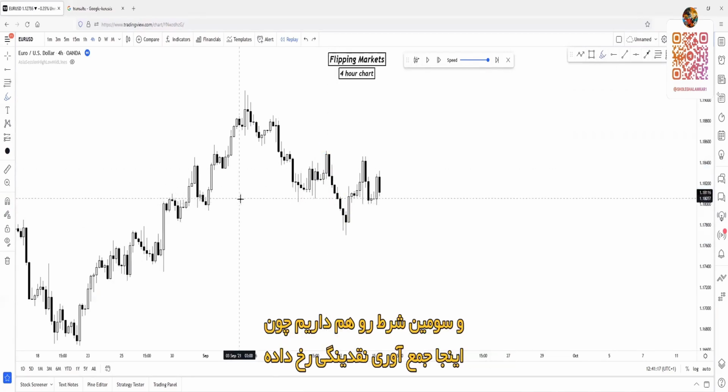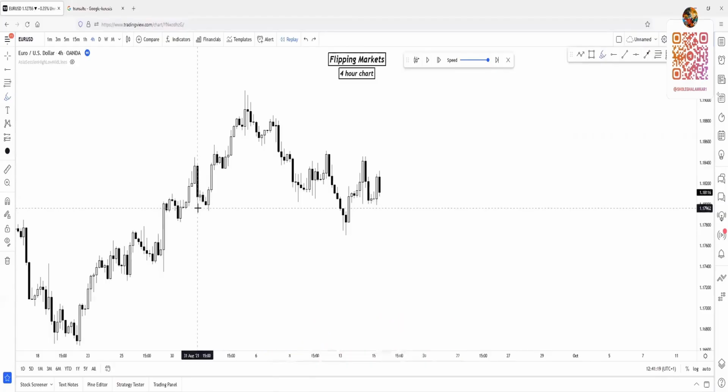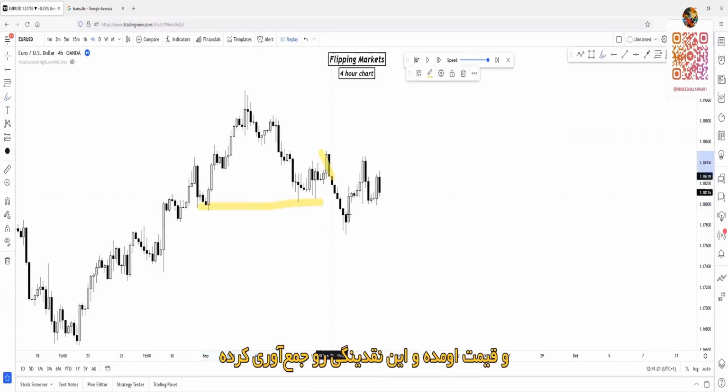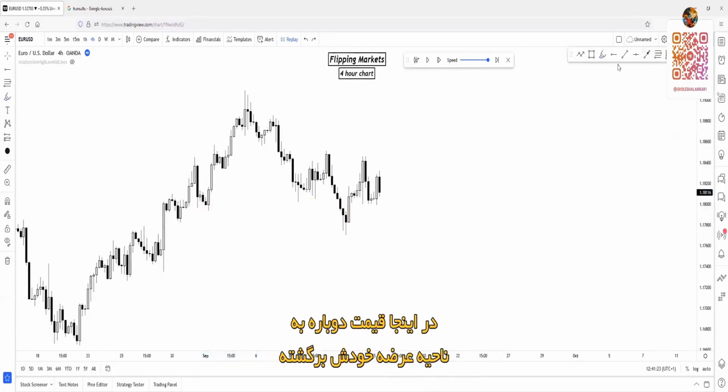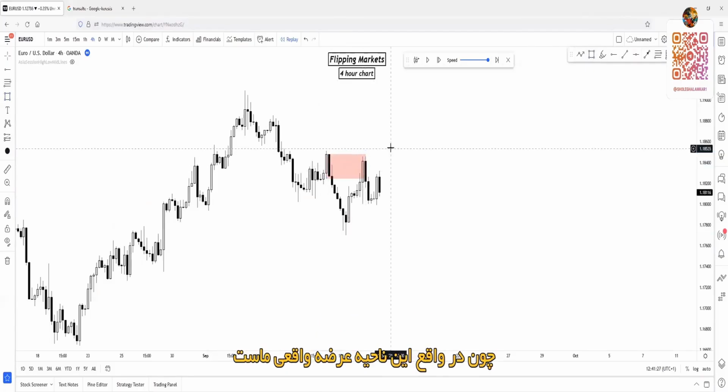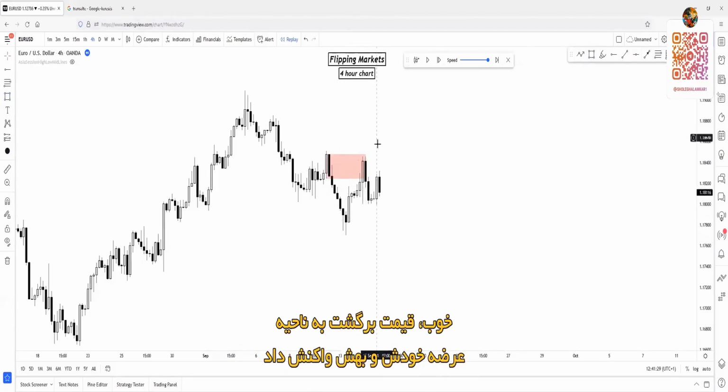And the third criteria is fit because it swept liquidity. We have liquidity here, so price just swept that liquidity. And as you can see, price levitated back up to this supply, because this will be our right supply zone. So price levitated back up to this supply and reacted on it.